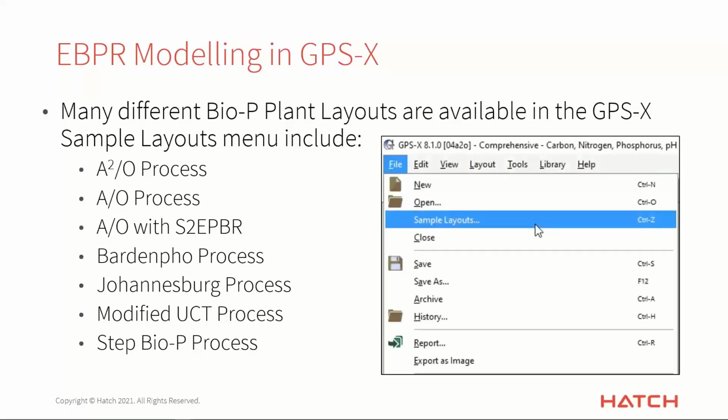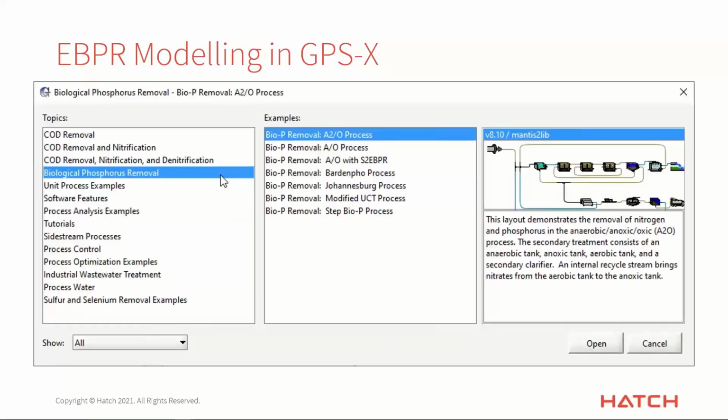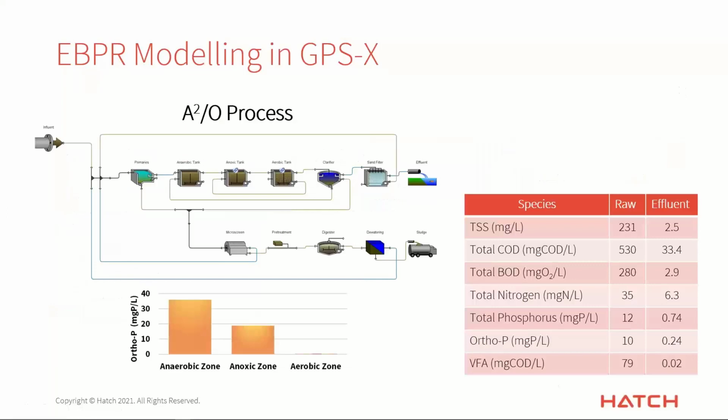What you can do is go to the File menu, go to the Sample Layouts menu. It brings up this list, and then select, for today's talk, biological phosphorus removal. You can see all of the different plants that we've already put together for you. I'm going to talk about the A2O process. Just to refresh your memory, it's an anaerobic tank, an anoxic tank, and an aerated aerobic tank, with a recycle that comes from the aerated tank back to the head of the anoxic zone. What we want to do is show you where you can play around and dig into some of the details, seeing where the big phosphorus release happens and where the big phosphorus uptake happens in these particular tanks.